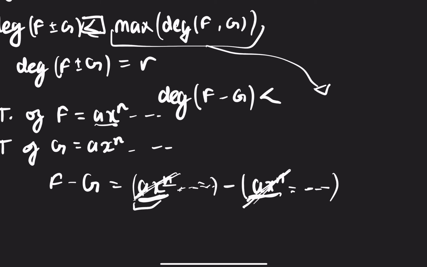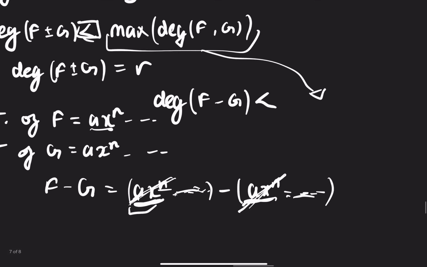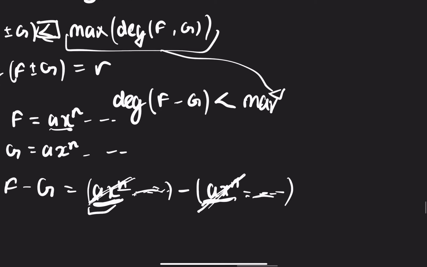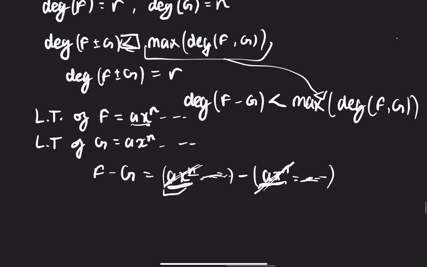And since it's a leading term, there is going to be no power of x in this polynomial or this polynomial which is going to be greater than n, meaning that the degree of the difference of the two polynomials is going to be less than the larger of the degrees of f and g. So those are our two main properties, and now we're going to go on to something a bit more interesting.